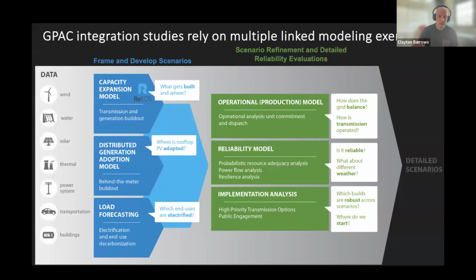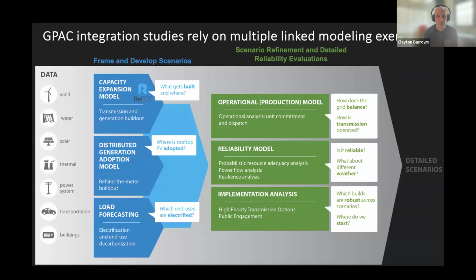We've simulated these timescales, and we do simulate these timescales in our integration studies regularly. There are a number of ways that we typically start those integration studies by assembling the data that informs them. So we look at the wind, water, solar, the system data, as well as the transportation choices, the end use load choices, and think about how that goes into how infrastructure is actually built.